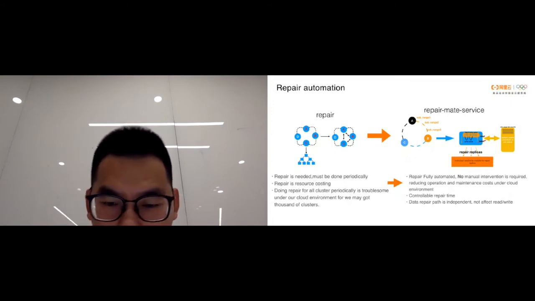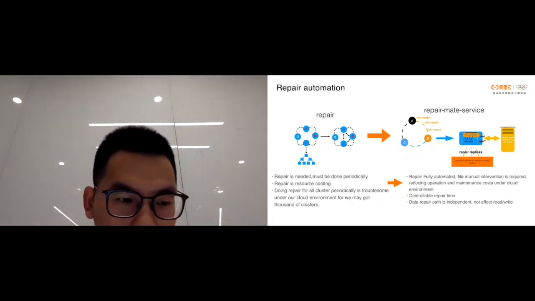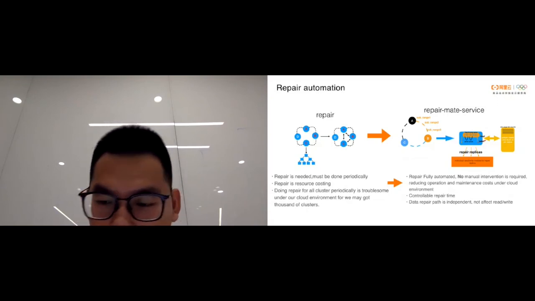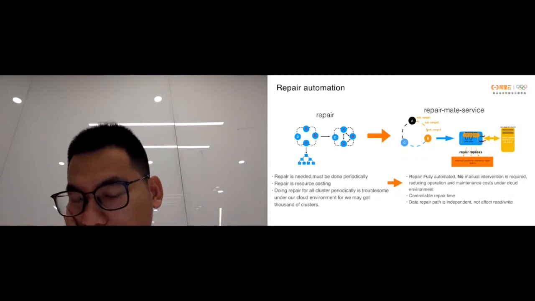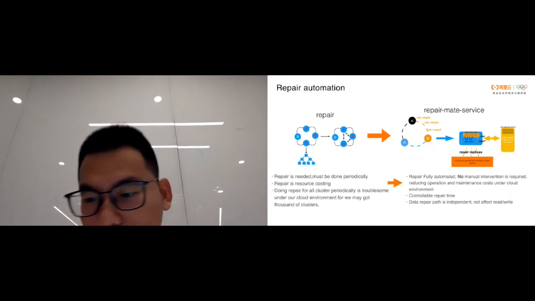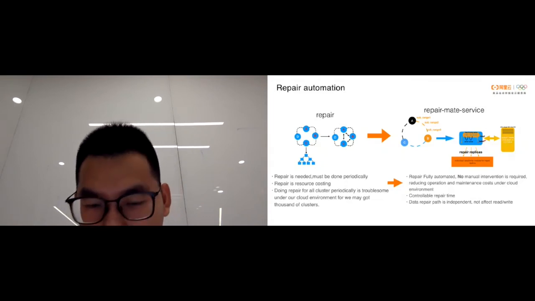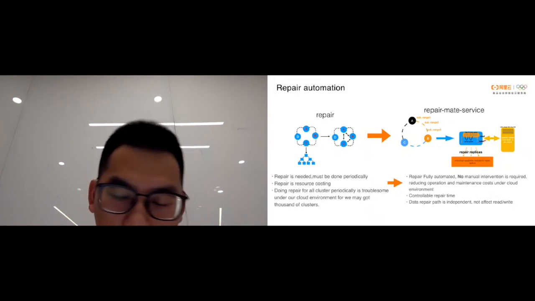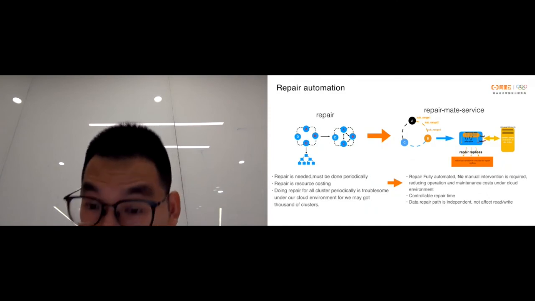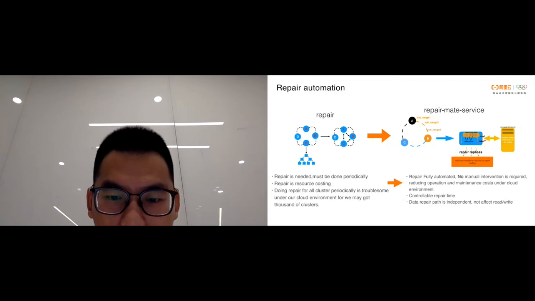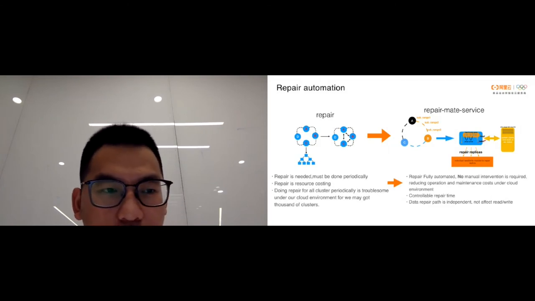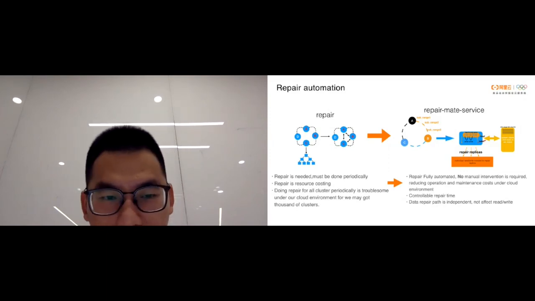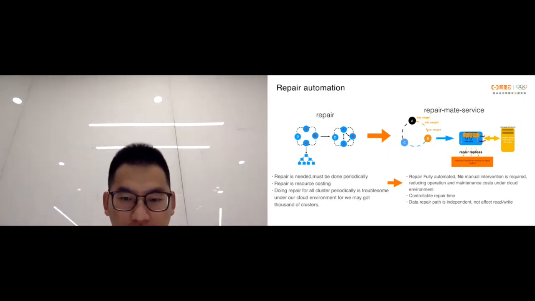We found that this repair has less resource costing, and the repair path is independent and won't affect reads and writes. Every node does its own primary range repair, so it is okay for our cluster. There won't be any sub range or range that is not done. The repair will be done for all ranges, so no range will be missing. That is what we have done for our repair automation, and the clusters under our Alibaba Cloud have this service. I think it is a very good job.